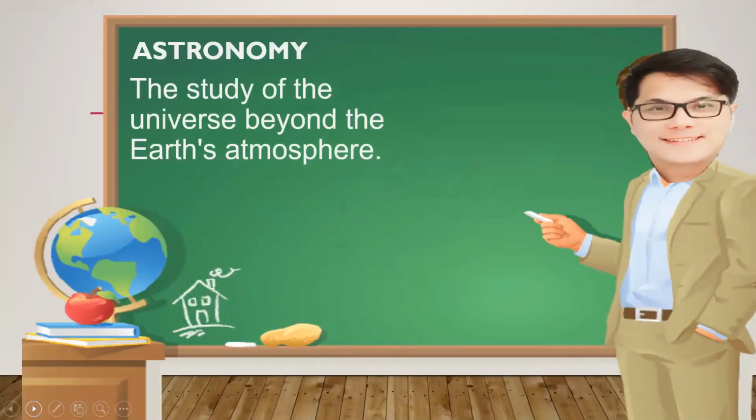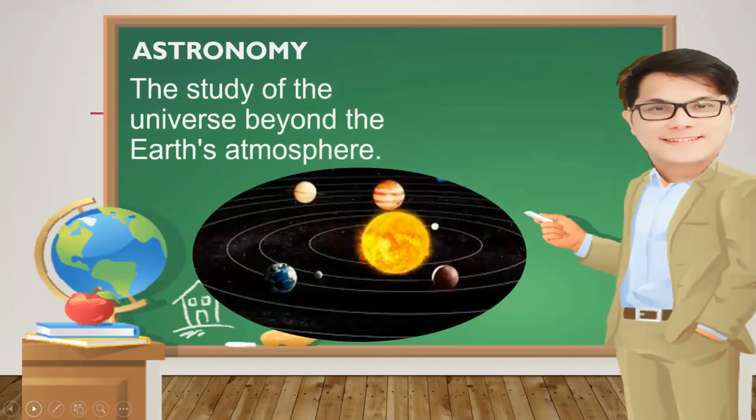Astronomy. It is the study of the universe beyond the Earth's atmosphere. Example, the solar system. The solar system has 8 planets, and the center of the solar system is the sun. For our next meeting, we will discuss more about astronomy.